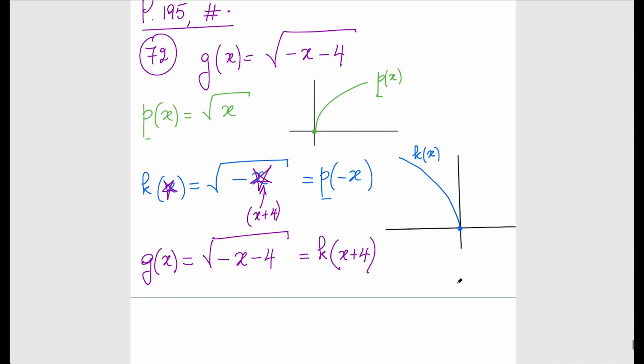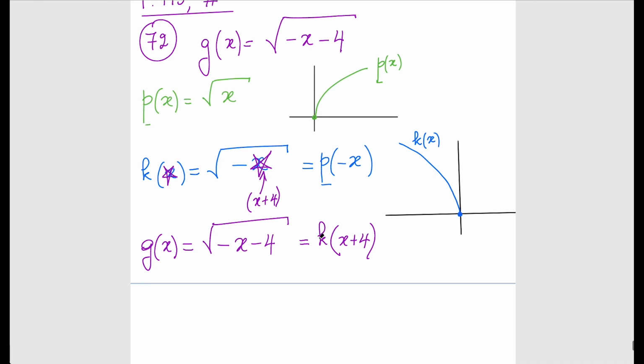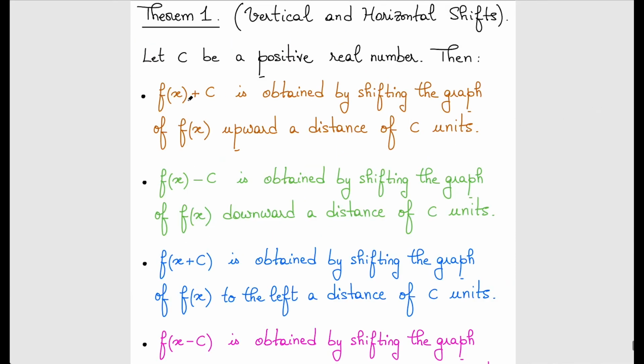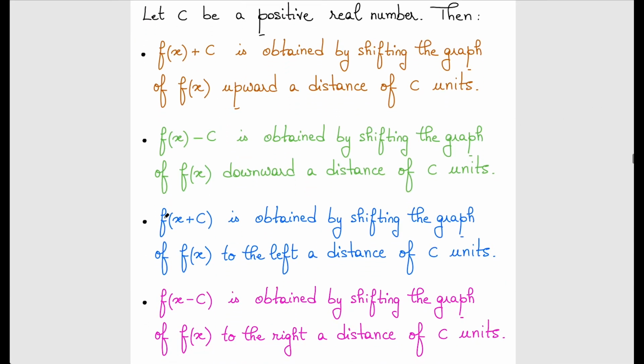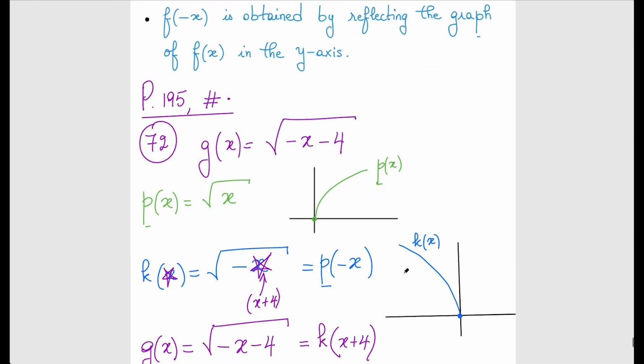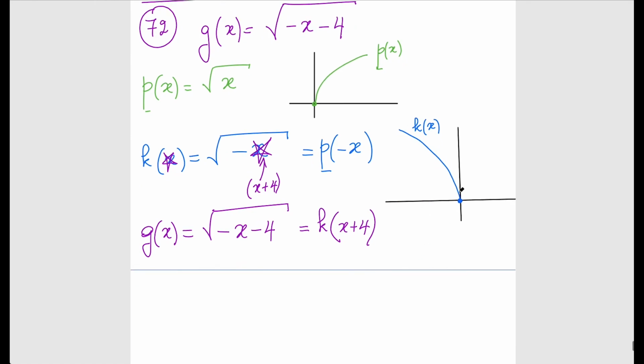Alright, now how do you graph k of x plus 4 if you know how to graph k of x? We know how to graph k of x, right? How do we graph k of x plus 4? Let me take you back to that corresponding slide. We're talking about this, right? K of x plus 4 is obtained by shifting the graph of k of x to the left a distance of 4 units. Agree with that? So we're going to shift the graph of k to the left by 4 units.